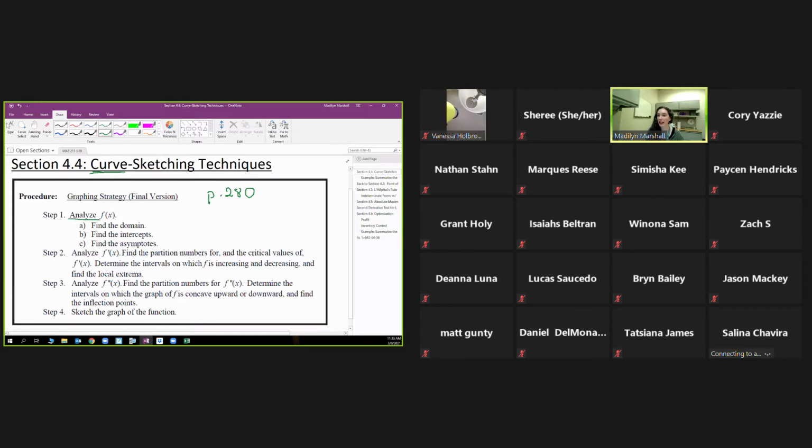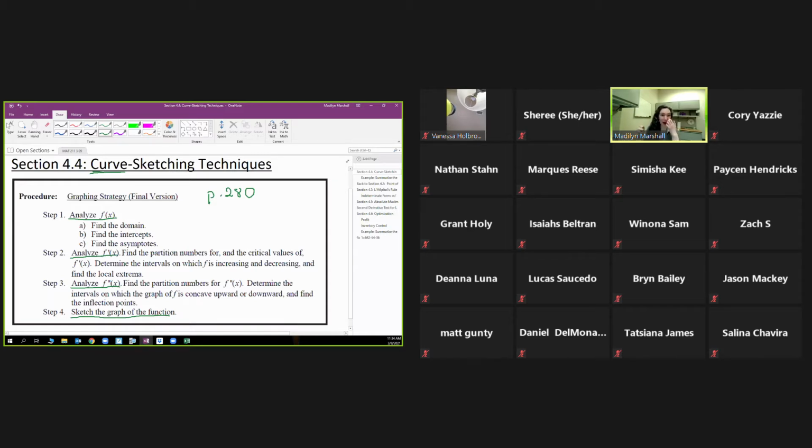We are going to analyze the function itself, f of x. We will analyze f prime, which was everything we were doing in section 4.1. We will analyze f double prime, which is what we were doing in 4.2. And then we will put all of that together. So we're going to go through an example of this graphing strategy.